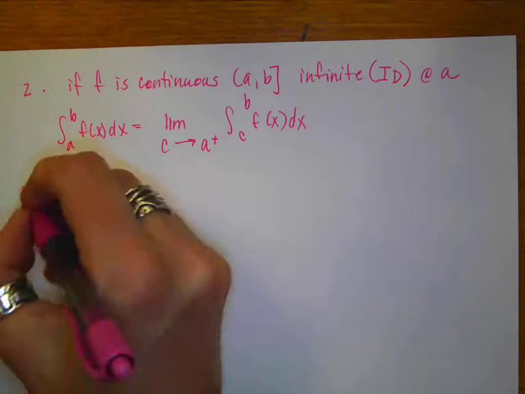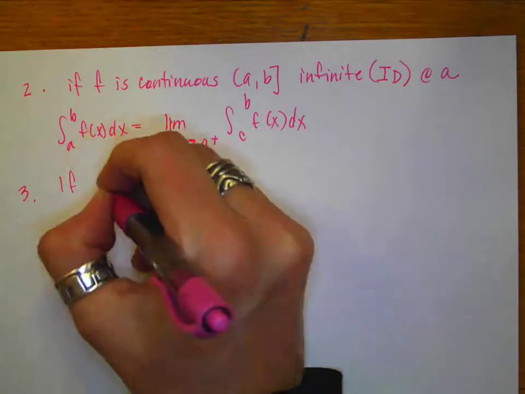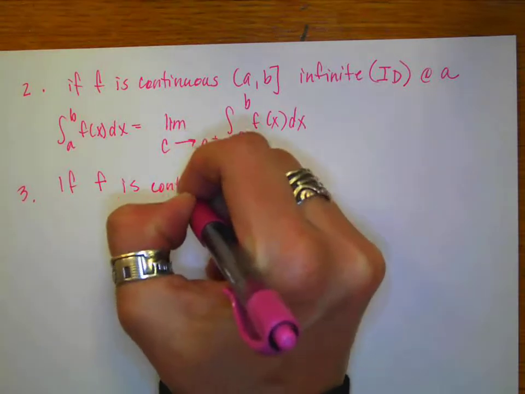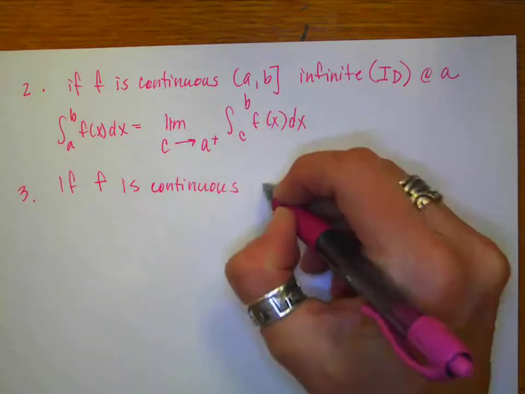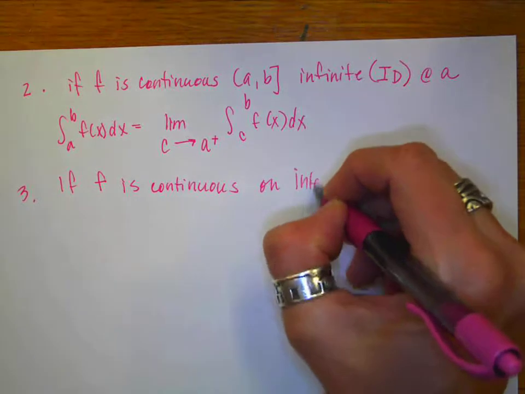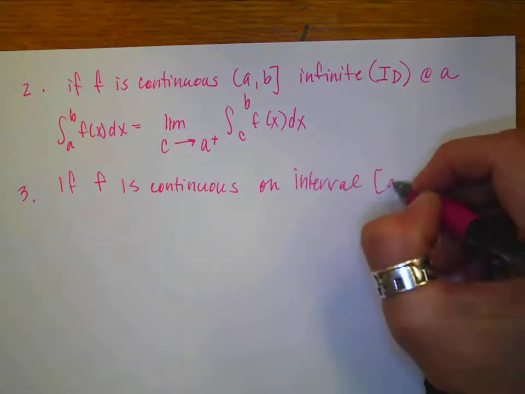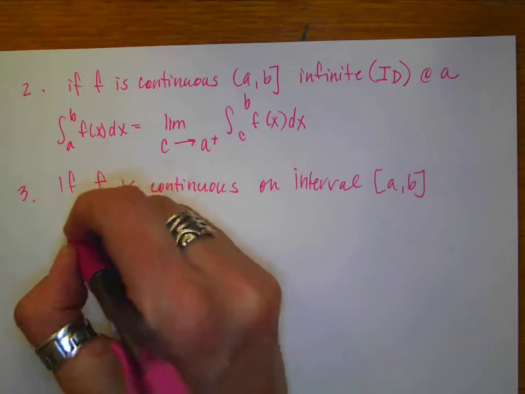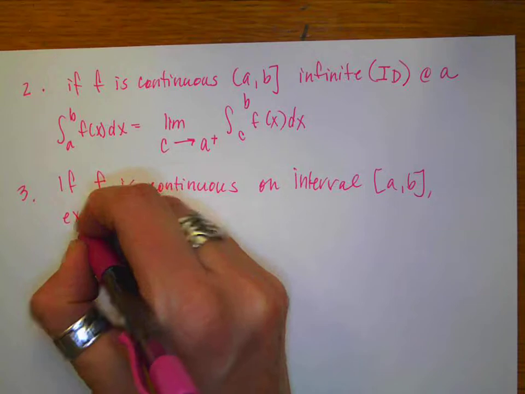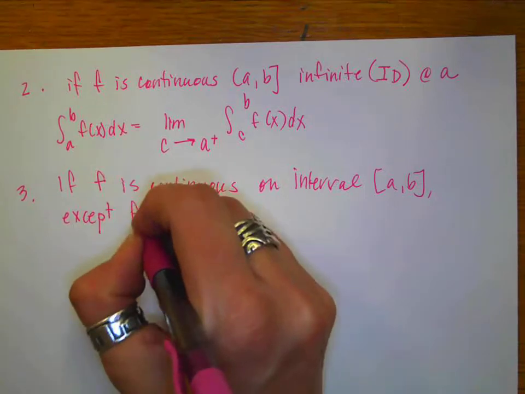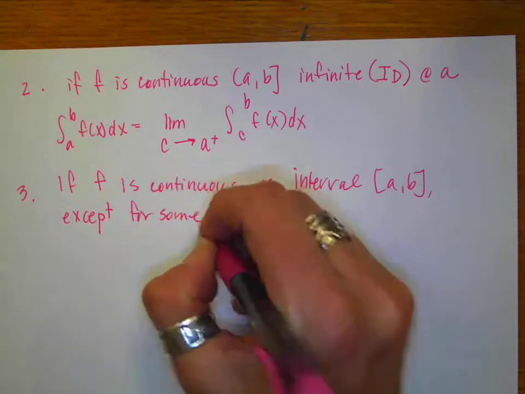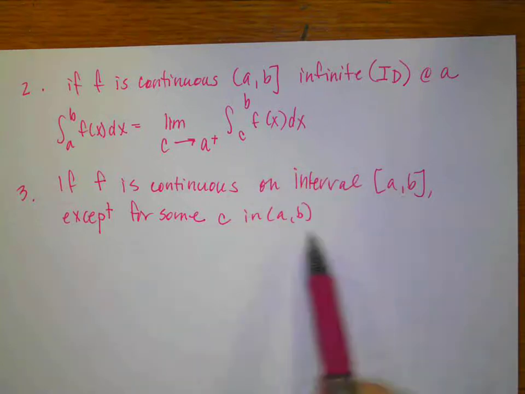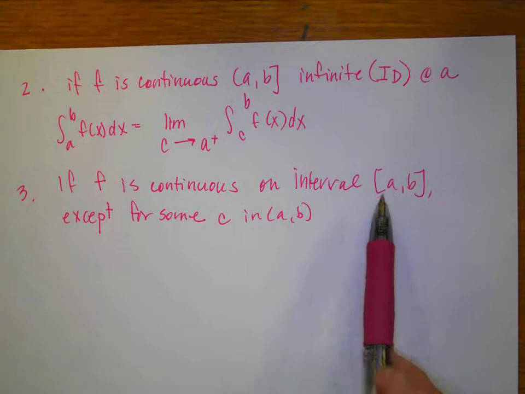Okay. So then, as this situation goes on, we have one more rule. The third rule says if f is continuous on the interval, except for some c in the interval from a to b.